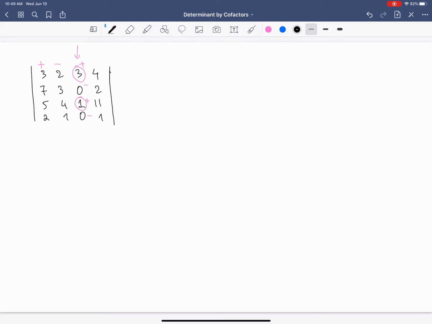So what I have from the formula is 3, so this 3 times, because of the plus, that's already taken care of, the determinant of the minor when you remove that row and that column. Whatever is left goes into the minor. The minor is the matrix, the cofactor is the determinant that includes the sign. So here we have 7, 5, 2, 3, 4, 1, 2, 11, 1.